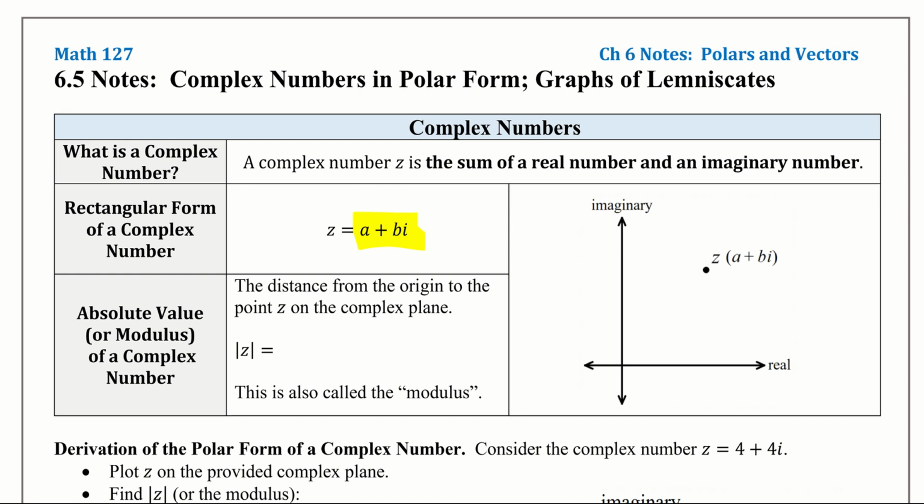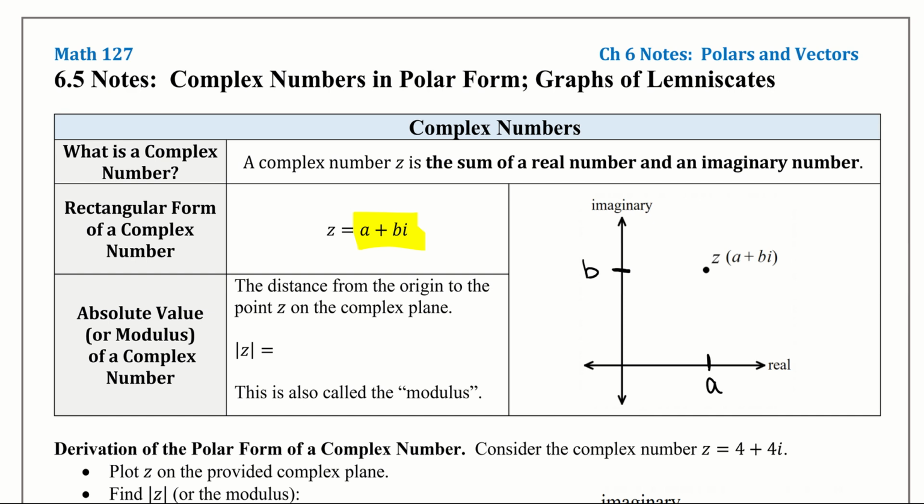So let's say that we call a complex number z, and the rectangular form, or the form that you're used to with the xy, would look like this, a plus bi. But our coordinate plane is a little different than the x-axis and the y-axis. We're changing it instead to a real axis and an imaginary axis. So a would be how far over we are on the real axis, and b would be how far up or down we are on the imaginary axis. And bi would tell you that that's the imaginary component of that complex number.